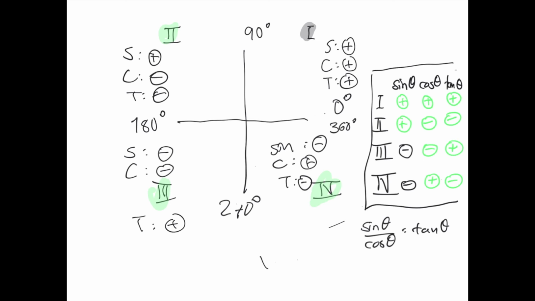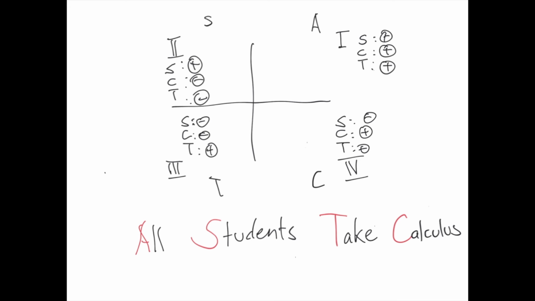So how would we memorize this? Well, there's a very easy acronym that you can all learn, which is ASTC. The way people tend to memorize which angles and which functions are positive or negative is this acronym: All Students Take Calculus. When you use All Students Take Calculus, you just take the first letter of each word like here. So you get All, A, Students, S, Take, T, and Calculus, C.